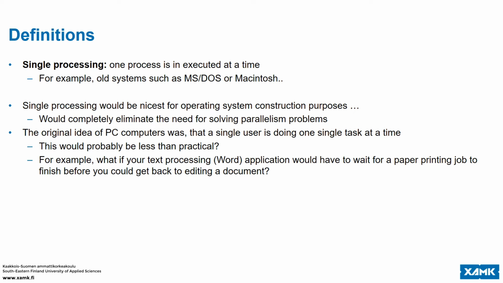Older operating systems, batch operating systems, for example, MS-DOS or the original Macintosh systems were single processing systems. Single processing systems are nowadays outdated and old. The idea here is that the user of a PC computer is doing one single task at a time, therefore there is no need for multiprocessing. Nowadays, this probably is not a very practical approach for building an operating system.